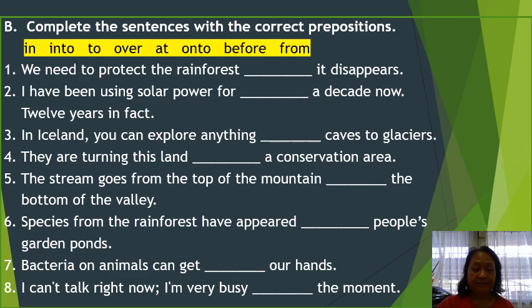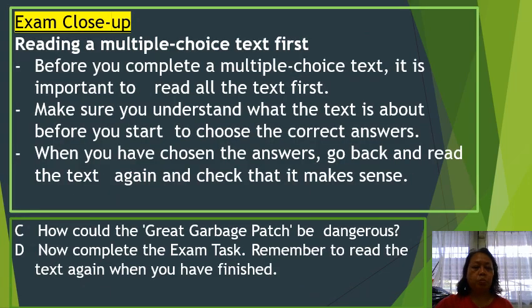So now here is the exam close-up for the next task. We are still on prepositions, okay? Reading a multiple choice text first. Before you complete a multiple choice text, it is important to read all the text first. Read through. Make sure you understand what the text is about before you start to choose the correct answer. When you have chosen the answers, go back and read the text again and check that it makes sense.